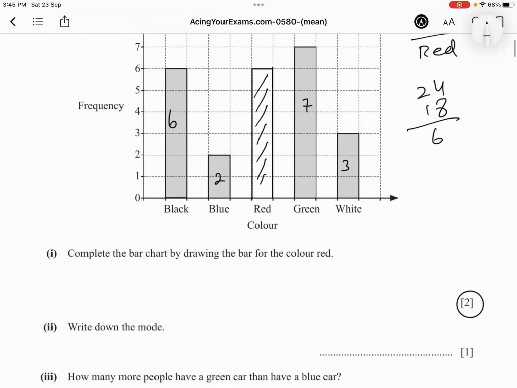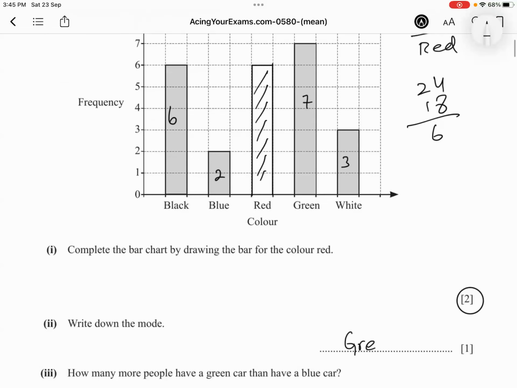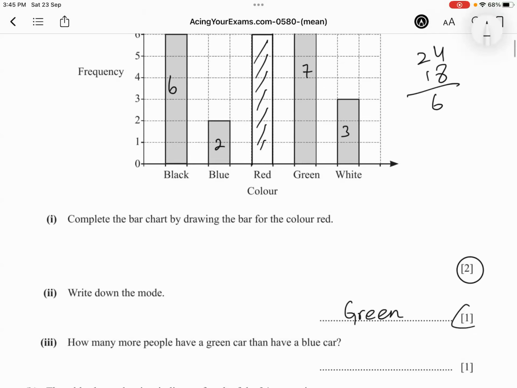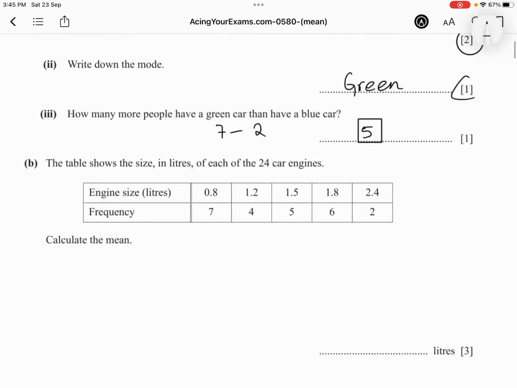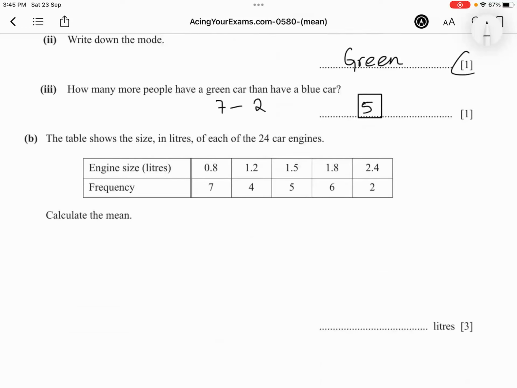Write down the mode. So green is the mode because green is repeated. How many more people have a green car than a blue car? So green cars are 7 in number minus the blue, which are 2. So there are 5 more people who have green cars. The table shows the size in liters of each of the car engines. Okay, let's leave this part now.